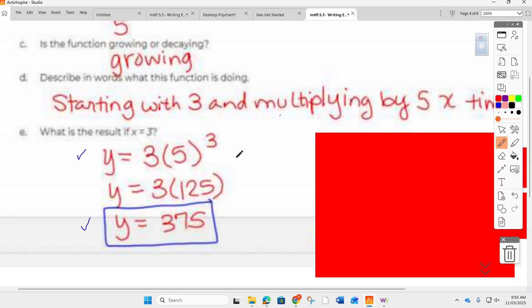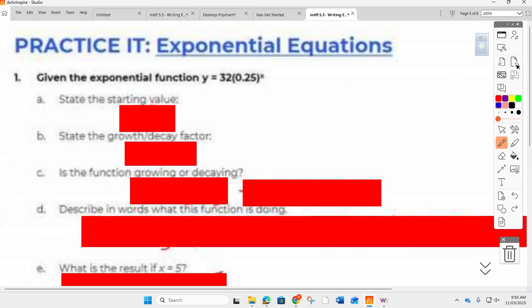So far, so good. Any questions? This gives you the same thing here. What's the starting value? What is the growth or decay factor? Y'all can do it on your own, and then we'll go back and make sure you get it right.